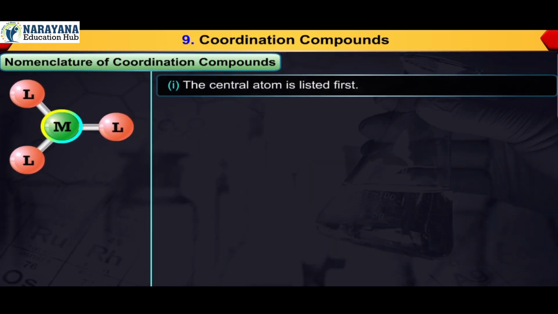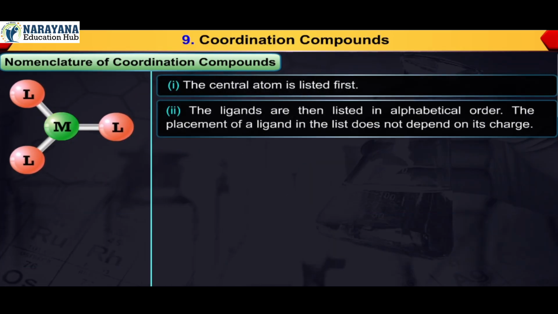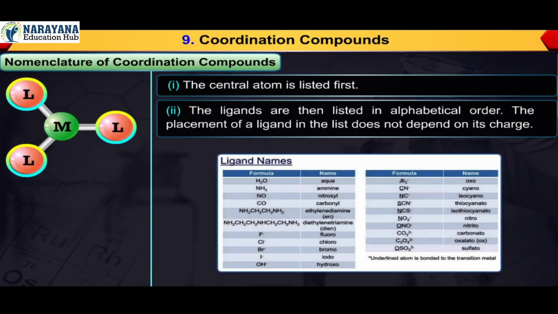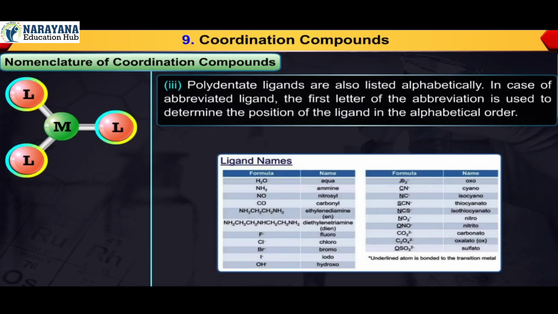1. The central atom is listed first. 2. The ligands are then listed in alphabetical order. The placement of a ligand in the list does not depend on its charge. 3. Polydentate ligands are also listed alphabetically.